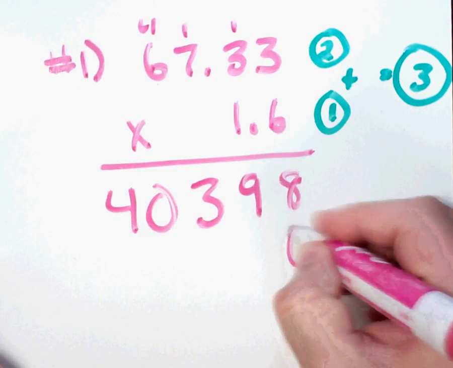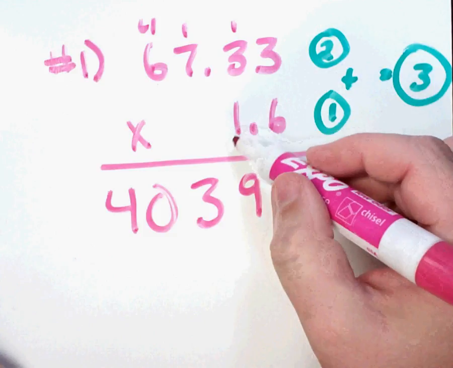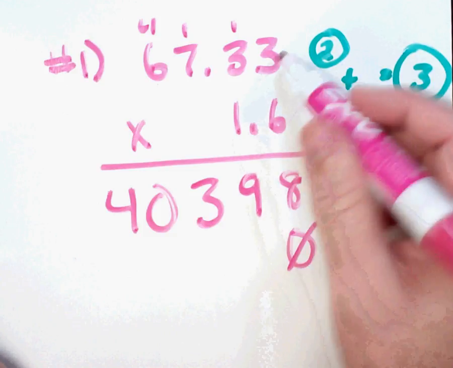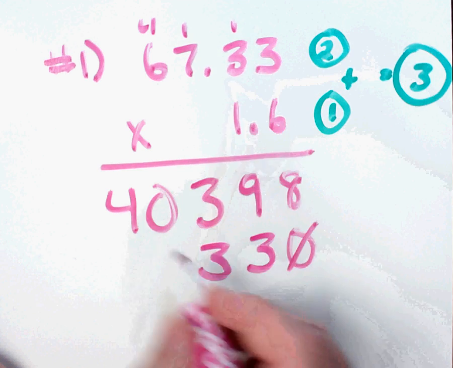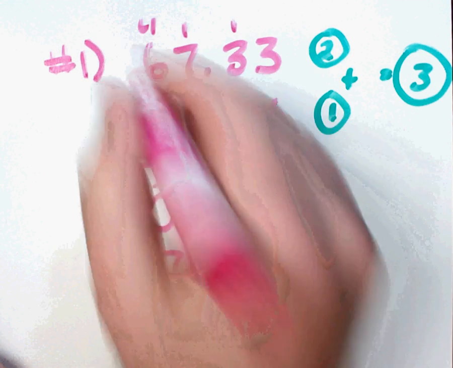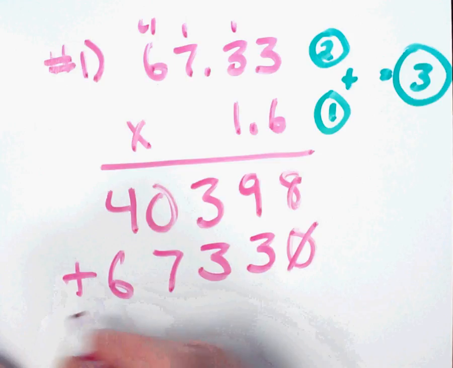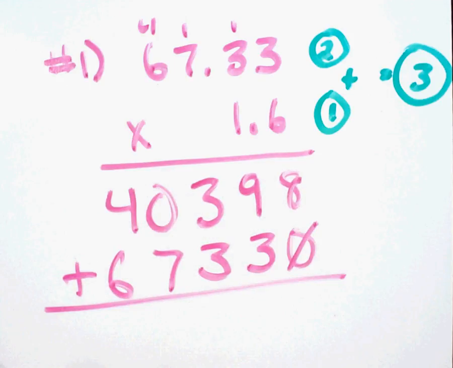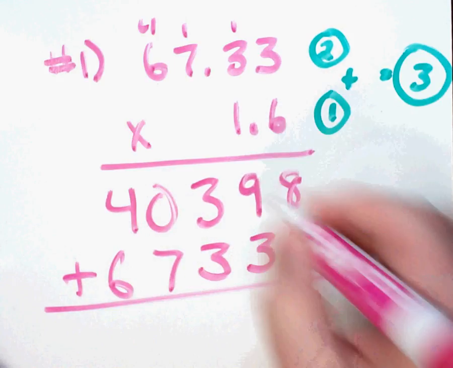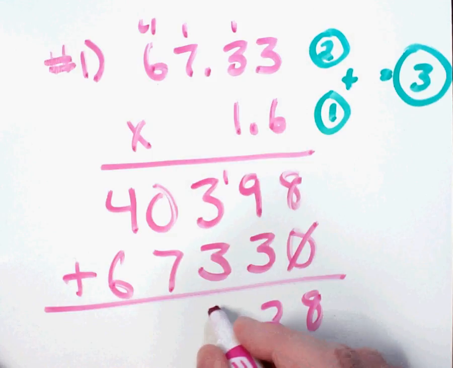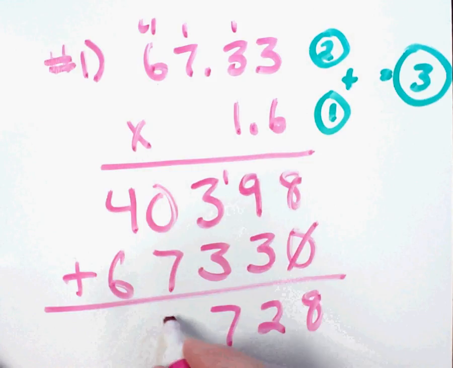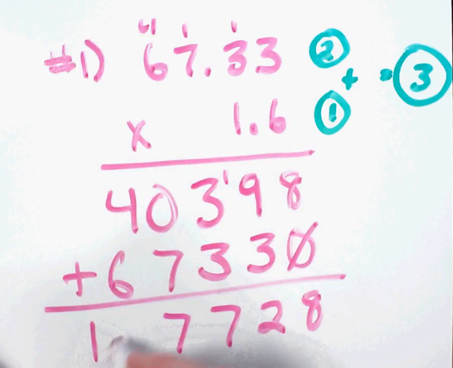Alright, put my placeholder down. And then the next part's pretty easy because I'm multiplying by 1. So 1 times 3 is 3. 1 times 3 is 3 again. 1 times 7 is 7. Excuse me, 1 times 6 is 6. Got my second partial product, and now I need to do my addition. 8 plus 0 is 8. 9 plus 3 is 12. Carry the 1. 3 plus 3 plus 1 is 7. 0 plus 7 is 7. 4 plus 6 is 10.